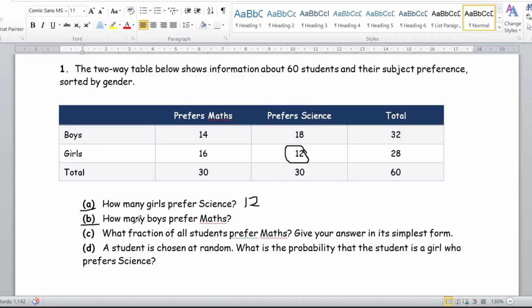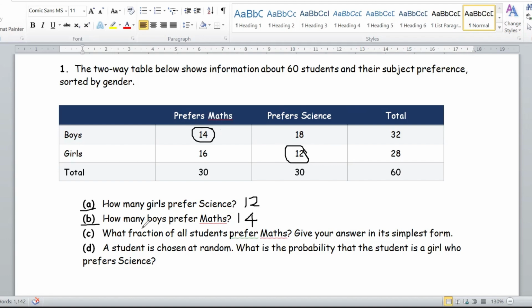And for B, it says, how many boys prefer maths. Let's go to maths. Under maths, look at the number of boys that prefer maths. So our answer here should be 14.